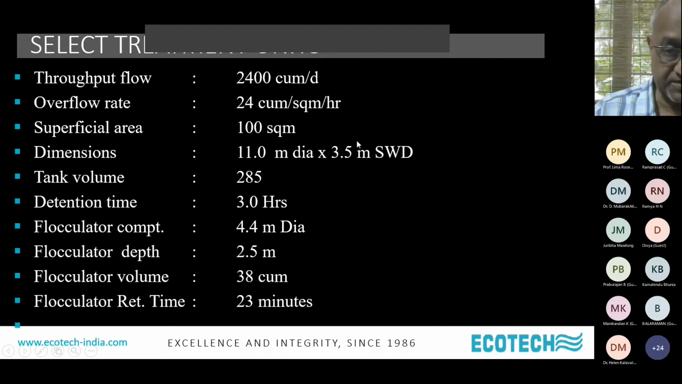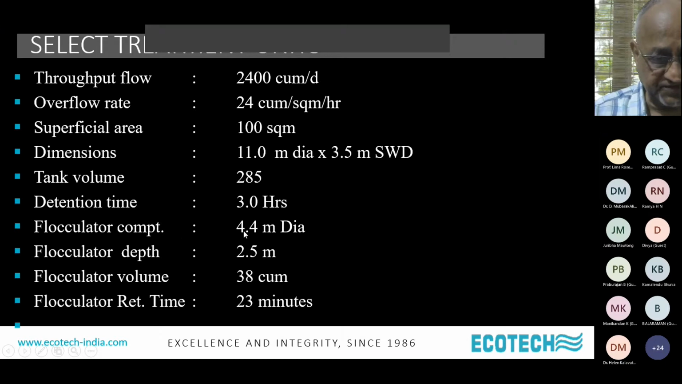I prefer a larger depth to get a thicker sludge out. The thicker the sludge, easier to dewater, to handle the sludge and dewater the sludge. So typically, if the situation permits, I would go for a 3.5 meter water depth in these settling tanks and clarifiers. Tank volume comes to 385, 3 hours retention time, perfect within the prescribed thing. Minimum retention time required is 2 hours and more.